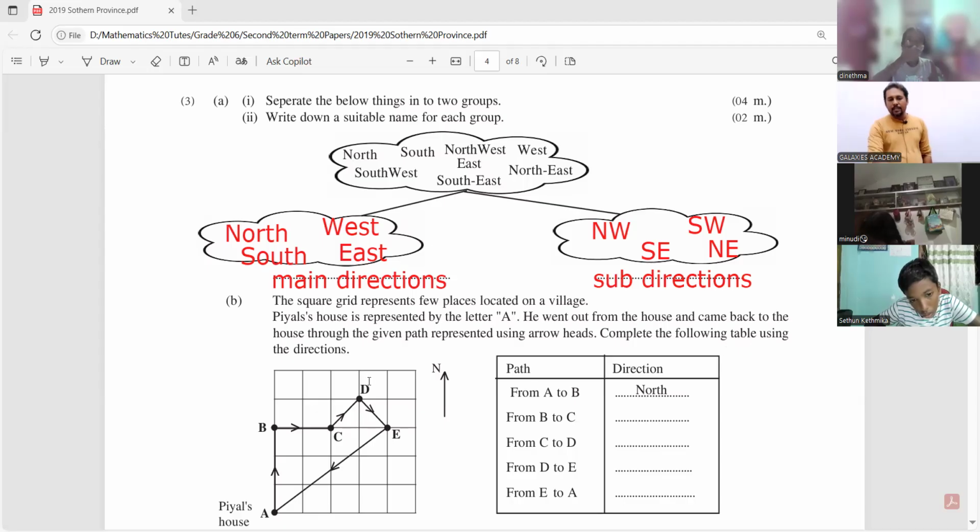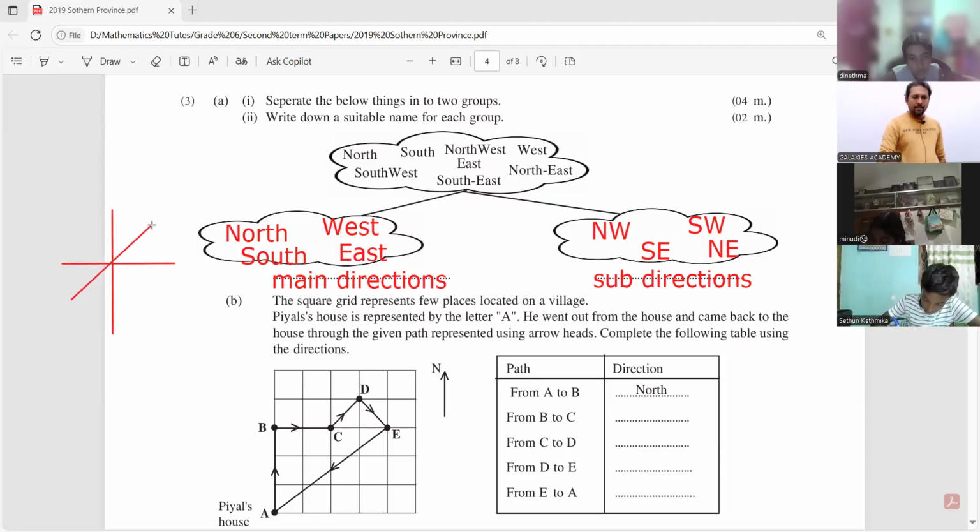Complete the following table using the directions. Right. Then you can draw the 8 directions. Then easily you can write the answers for this part.